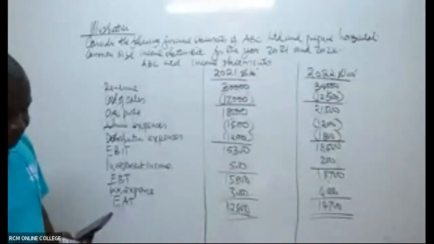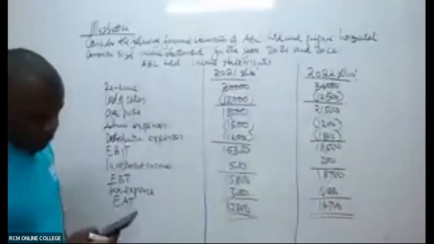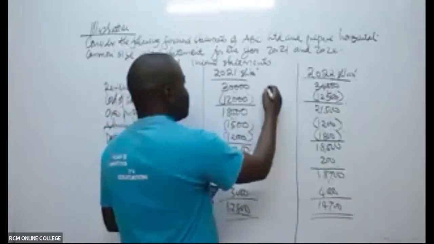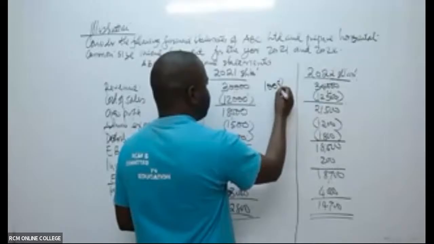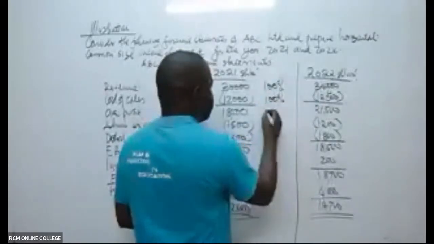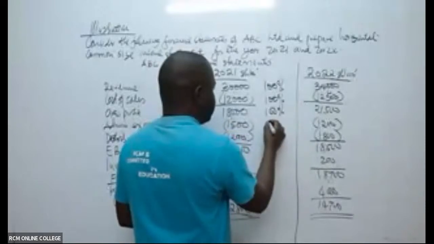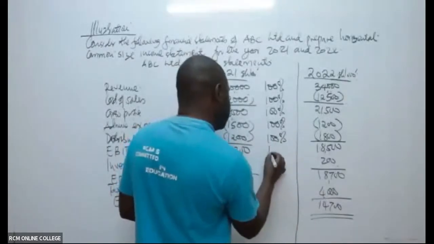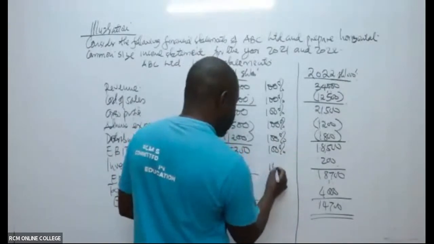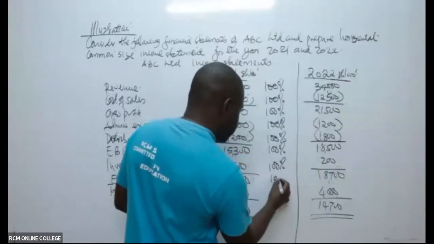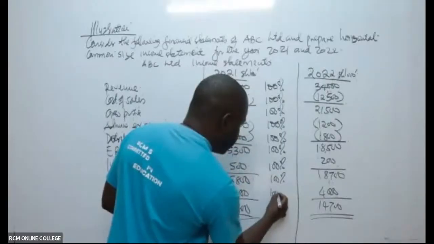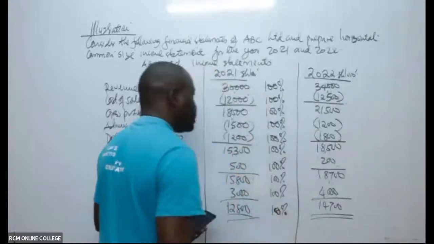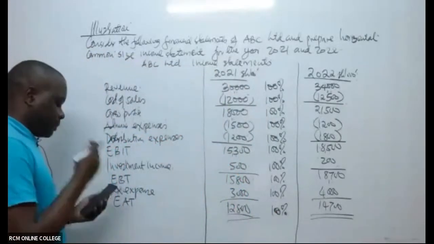So here, you can draw another statement, and of course make all of them 100%. So these ones will be 100%, 100%, 100%, 100%, 100%, 100%. So that will be the 100%.